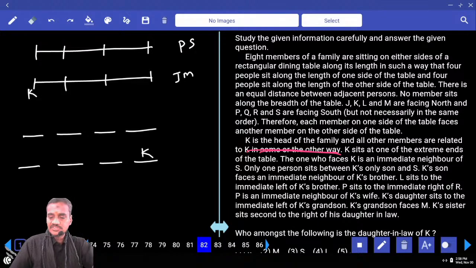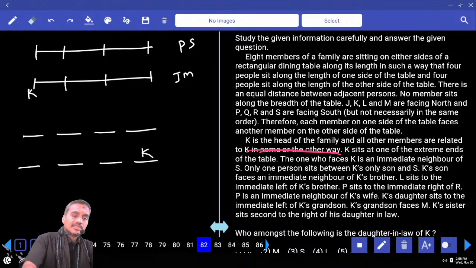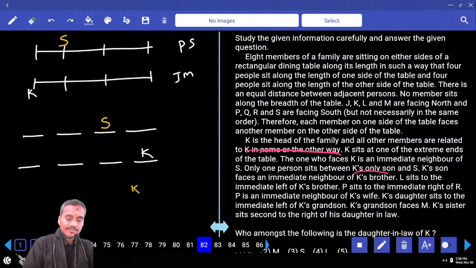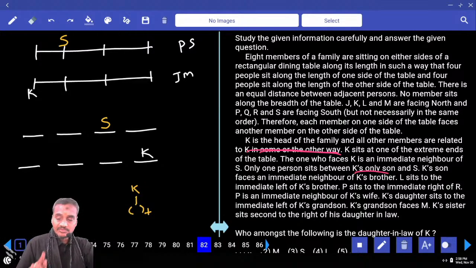The one who faces K is an immediate neighbor of S. And next one, only one person between K's only son and S. Now K is having a son. Okay, K is having a son, and there is only one person between K's only son and S.